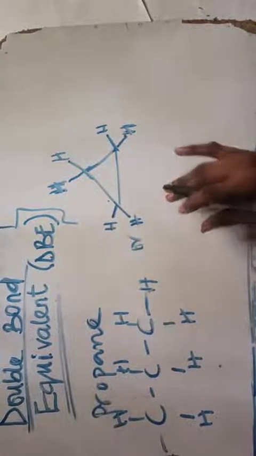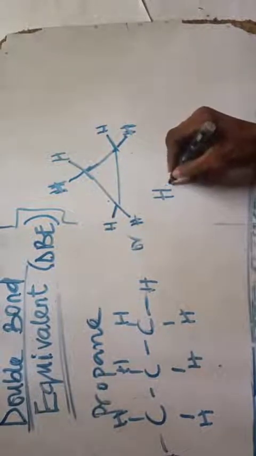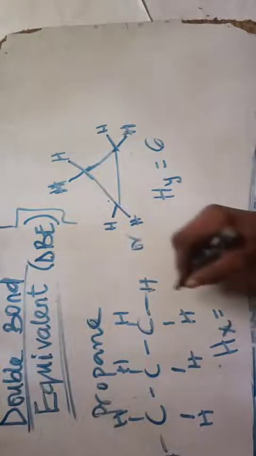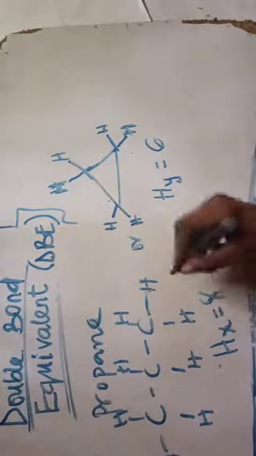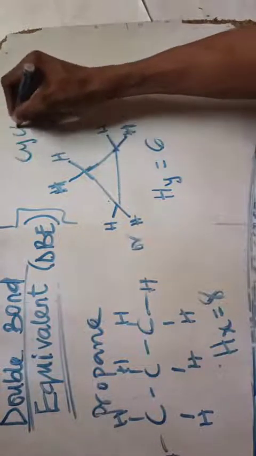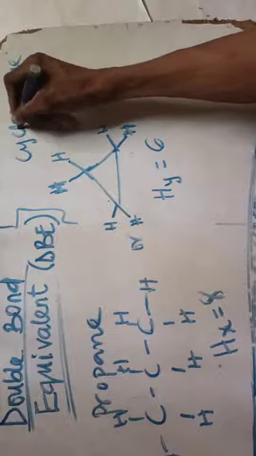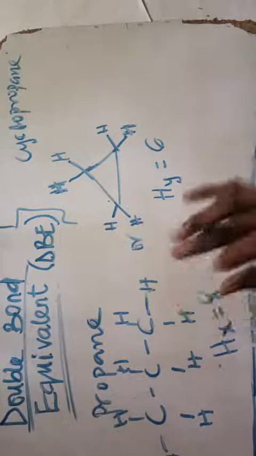So the number of hydrogen present here is 1, 2, 3, 4, 5, 6, that is 6, and the hydrogen present in the other is 8. This is propane, and this is cyclopropane. So the presence of a bond or ring reduces the number of hydrogen atoms by 2 in the compound when you compare to acyclic.